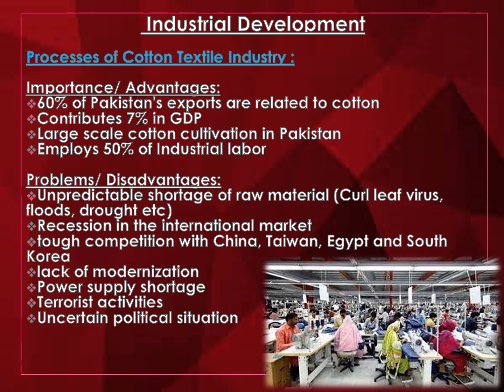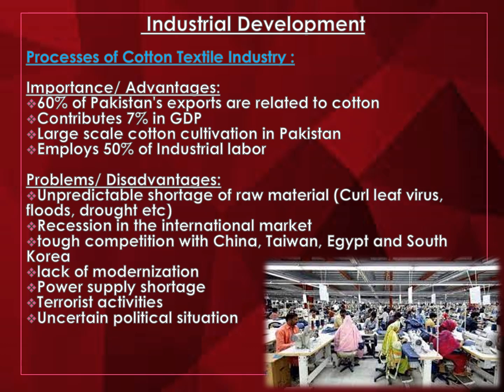Now, if we talk about the processes, which I have already told you clearly, now we'll directly go to importance and advantages. 60% of Pakistan's exports are related to cotton. It contributes 7% in GDP, there is large scale cotton cultivation in Pakistan, and it employs 50% of industrial labor.